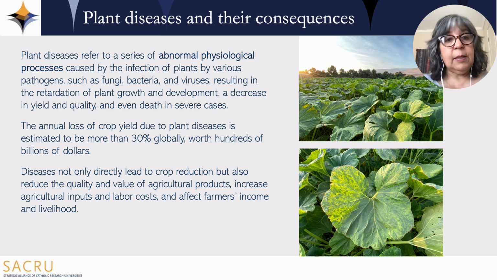The consequence of the diseases is that they can retard or reduce plant growth and development. They can decrease yield and also the quality of the products, and in more extreme cases they can cause the death of the plants or the trees that we are cultivating. Statistics about the losses caused by different plant pathogens reveal that around 30% of the crop yield is lost globally to different diseases. This is worth hundreds of billions of dollars.